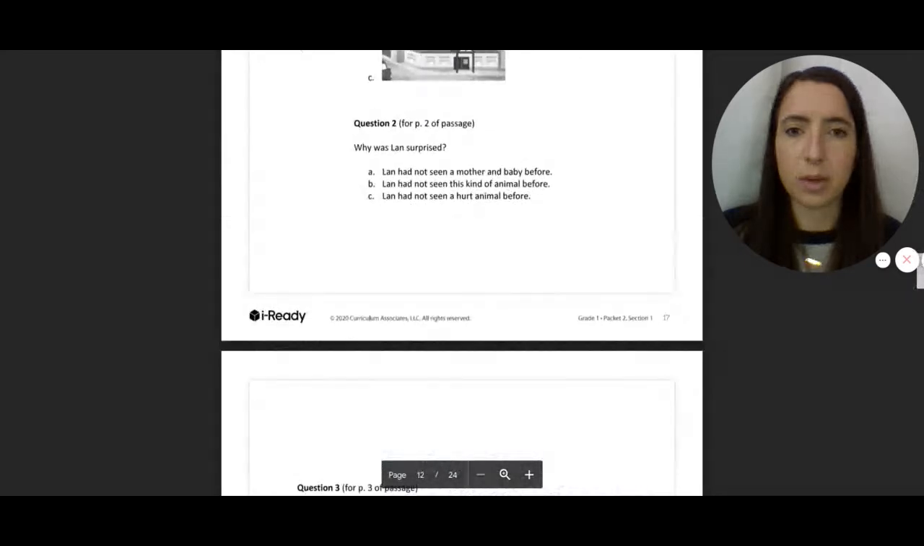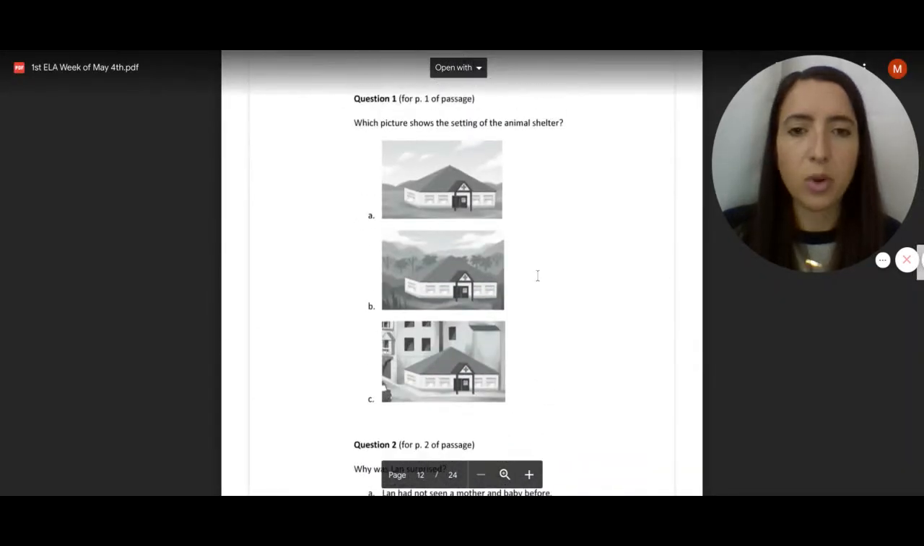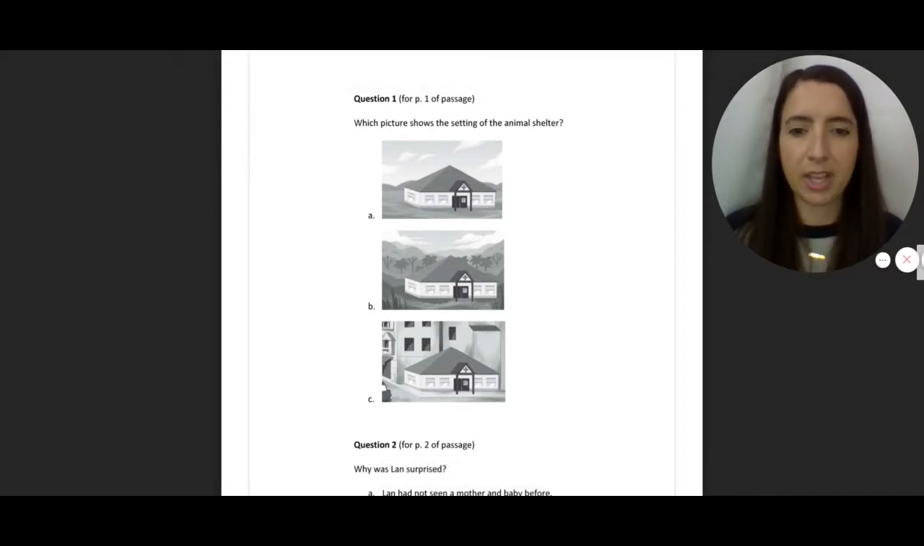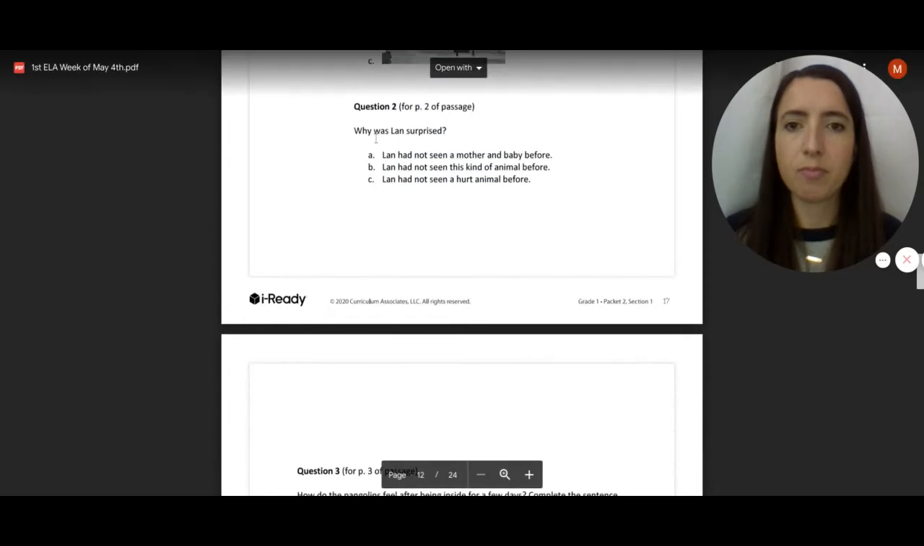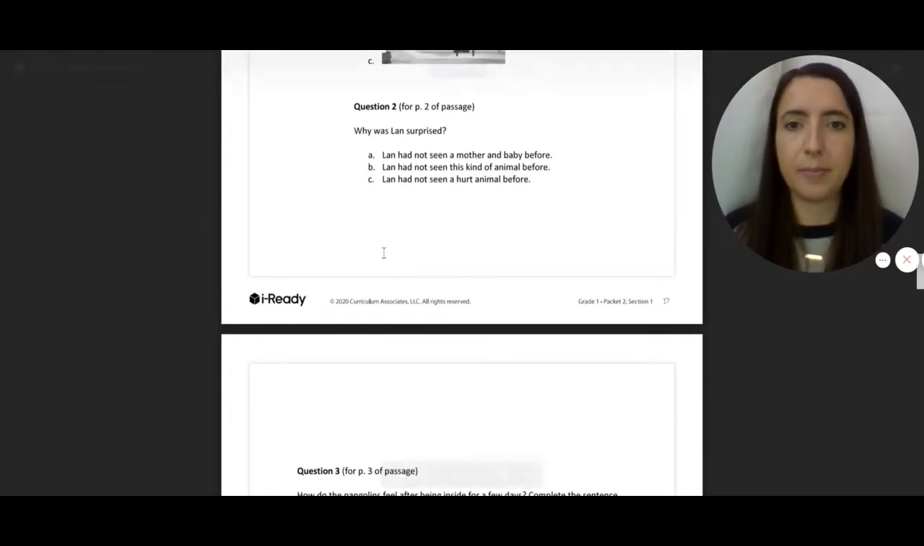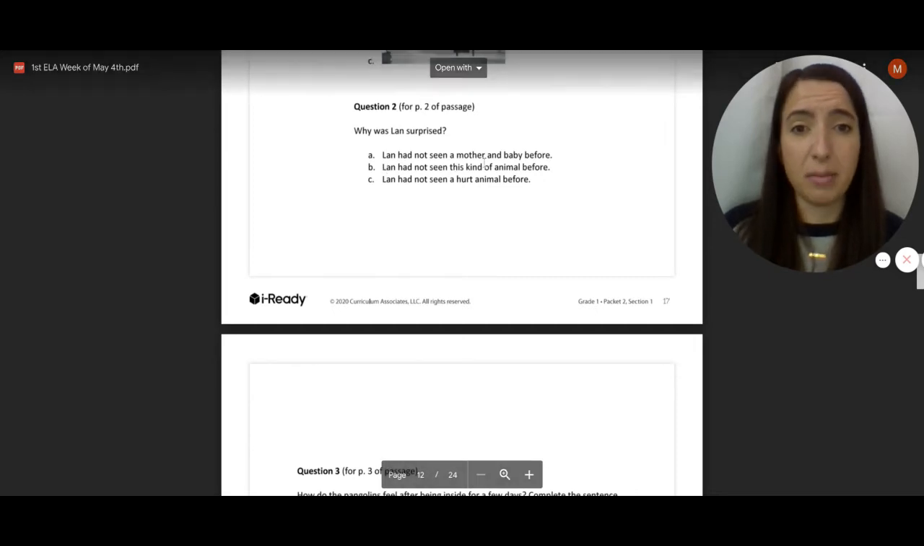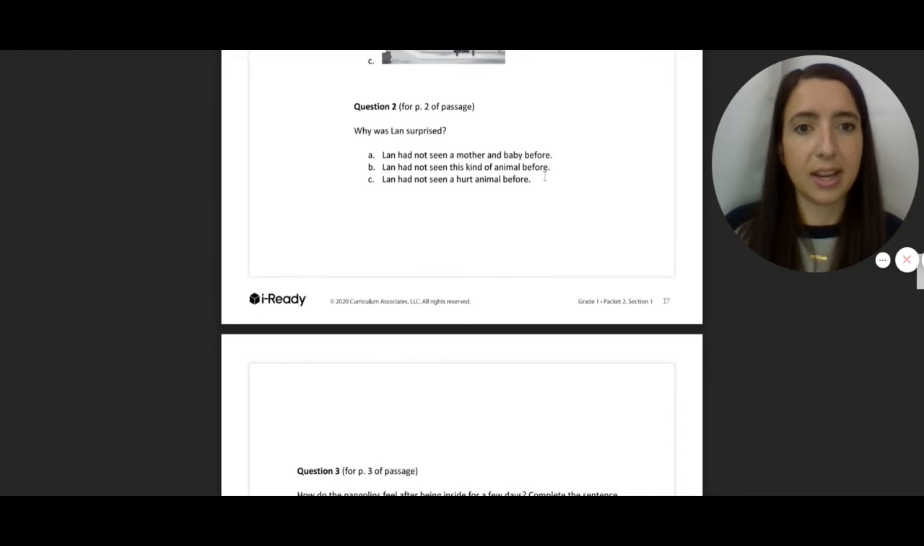Let's go back to that question. What do we know about the animal shelter, and which one shows that from what we just saw in our story? Okay, let's move on to number 2. Why was Lan surprised? Why was she surprised? Lan had not seen a mother and baby before, Lan had not seen this kind of animal before, or Lan had not seen a hurt animal before.